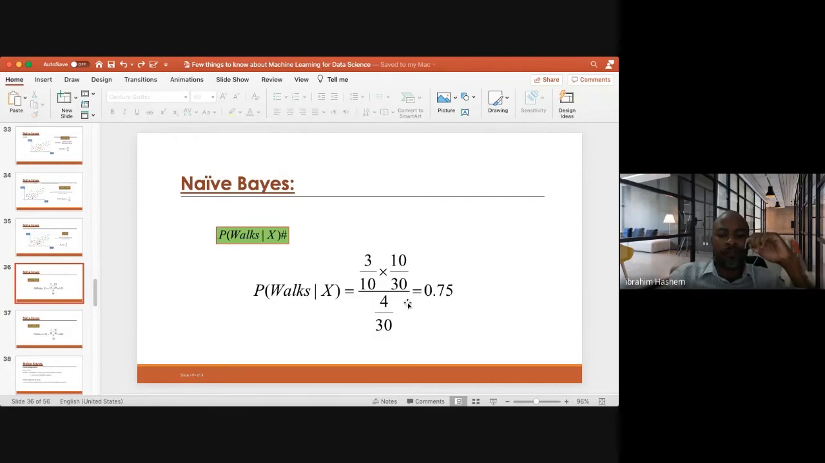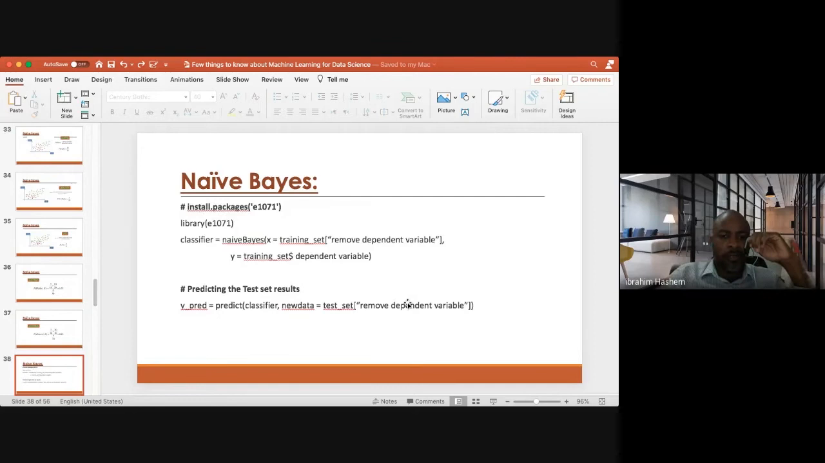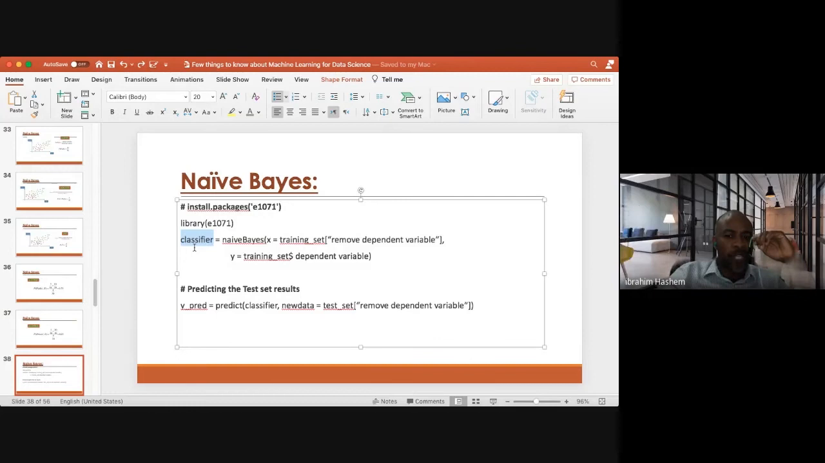If we look at the implementation, I'm using R as an example. In R, there is a package called e1071. We need to install this package and load the library. If you are familiar with R, you can get this package and load its library. Then we need to build the classifier. Remember, in classification we have to train our model first using the training set, and then for prediction, we use the test set to evaluate the model that we developed.